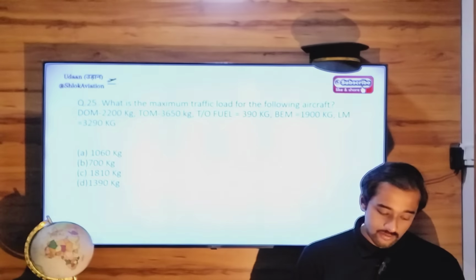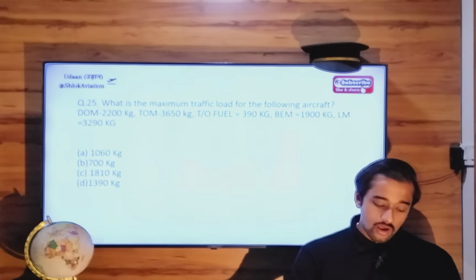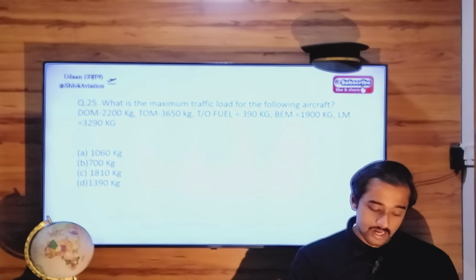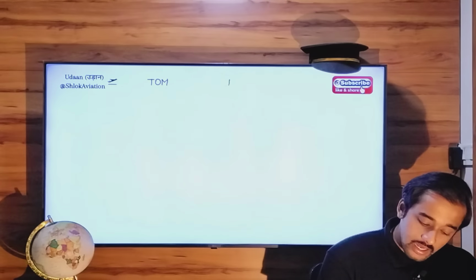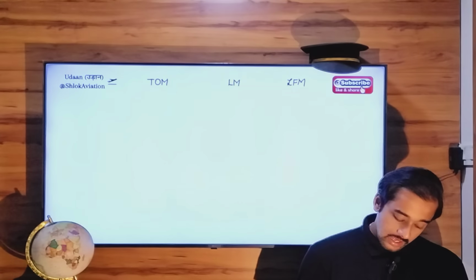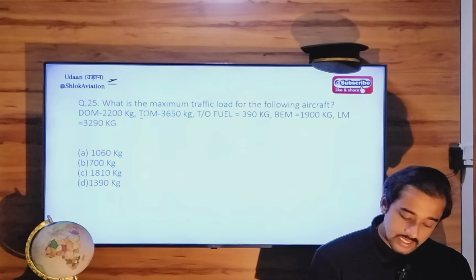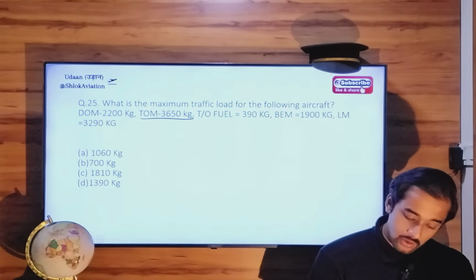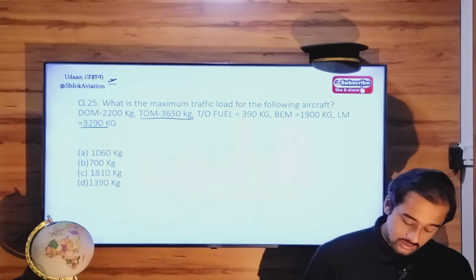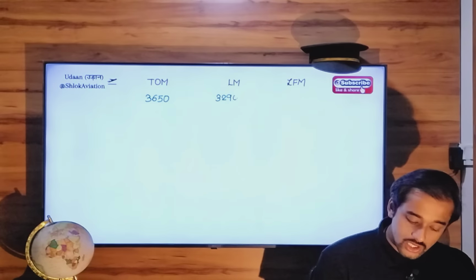Next question 25. Last question for this video lecture. What is the maximum traffic load for the following aircraft? They have given you DOM, TOM, takeoff fuel, basic empty mass, landing mass. So we need to find the possible takeoff values using three columns: takeoff mass, landing mass, zero fuel mass. In place of takeoff mass, we are going to write 3650. In place of landing mass, we are going to write 3290 plus trip fuel.